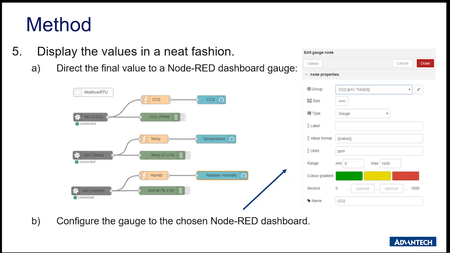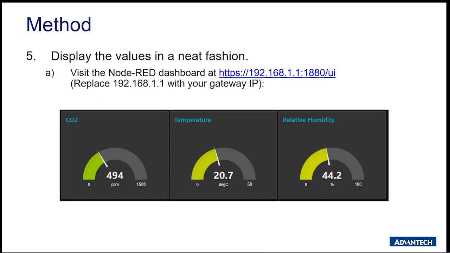And then we configure the gauge to the Node-RED dashboard. And then at the end of that, you get a nice dashboard here showing your values. So you can see the CO2 levels, temperature in degrees, and relative humidity. And how to access the dashboard is going to the gateway address with port 1880 and adding /UI. That gives you your dashboard. And here you can see some nice, pretty values in a nice and readable format.